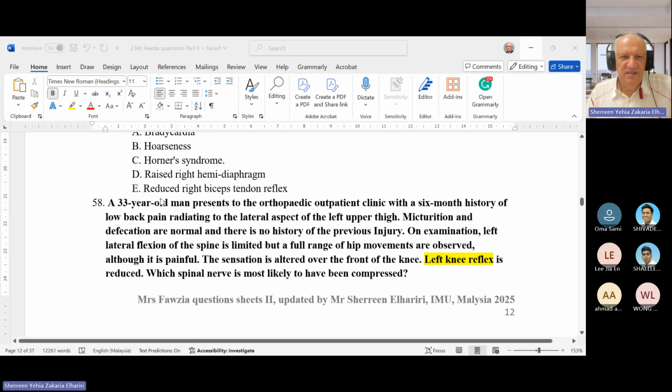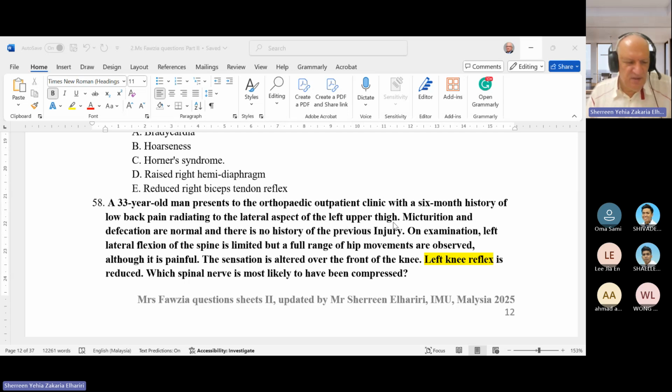Next question: a 33 years old man presented to the orthopedic outpatient clinic with a 6 months history of low backache radiating to the lateral aspect of the left upper thigh. So just here, remember the anatomy. The lateral aspect of the upper thigh is most probably L2 or 3. Micturition and defecation are normal, so S2, 3, 4 are intact.